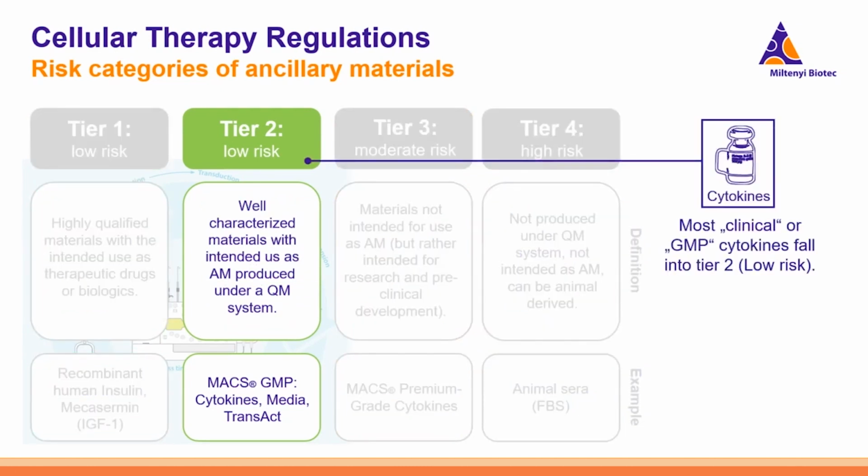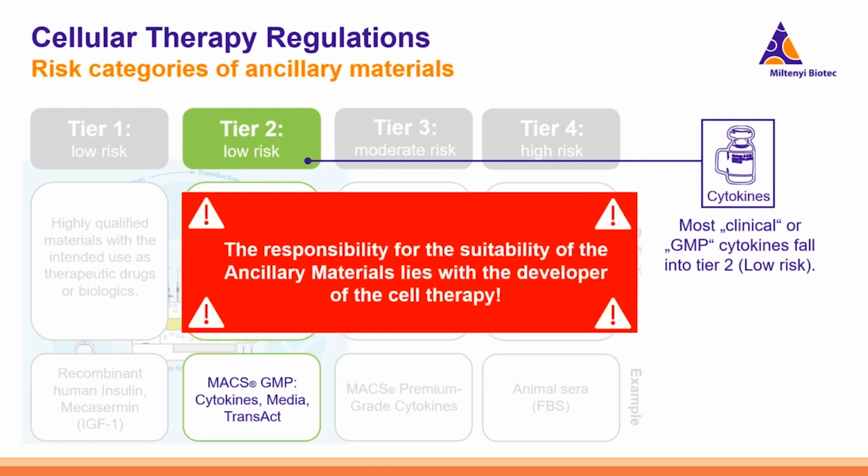As I've just told you, most of the clinical or GMP cytokines fall into tier 2, the low risk category. There is, however, one additional detail that you must be aware of when you are developing a cell therapy: the responsibility that the ancillary materials you buy, cytokines, media, are suitable for the cell therapy lies with the developer of the cell therapy. Because this can very often be a challenging task, here at Miltenyi we try our very best to develop these ancillary materials to the highest standards so that you do not have to worry about this too much.